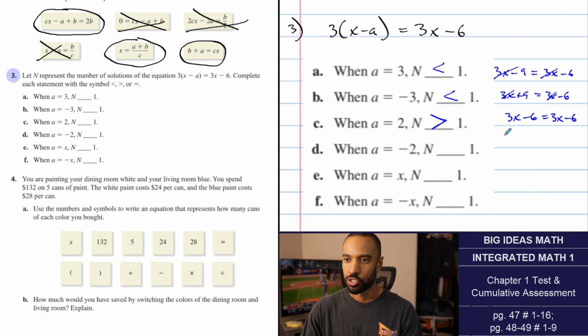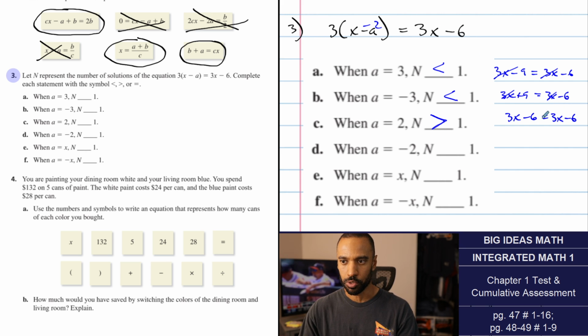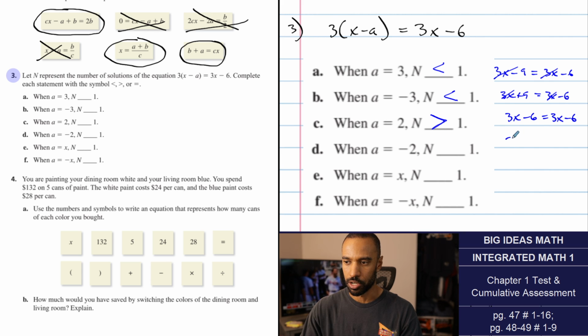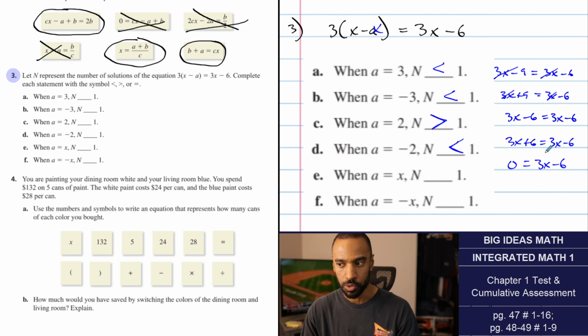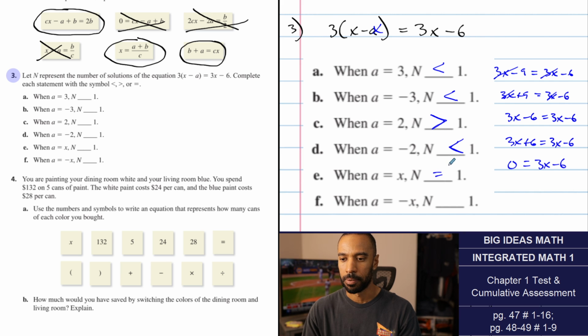When A equals negative 2, you'd get 3x plus 6 equals 3x minus 6. Once again, that looks like a no solution case, less than 1. When A equals x, interesting. If A is x, x minus x is 0. You'd get 3 times 0, which is 0 equals 3x minus 6. Now, regardless of what x is as a solution, they're not asking what x is, they're asking how many solutions are there. Just 1. This is a case where x's don't cancel. You can solve for x, whatever it is. N equals 1 would be the setup there.